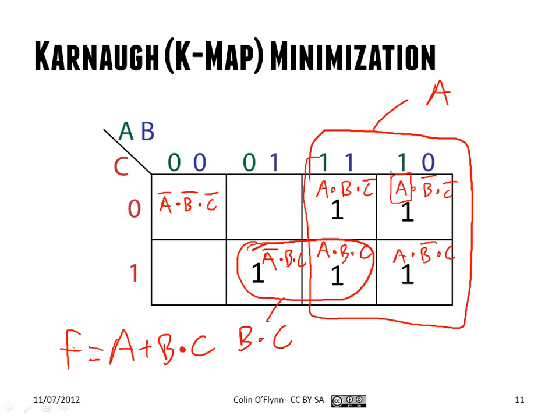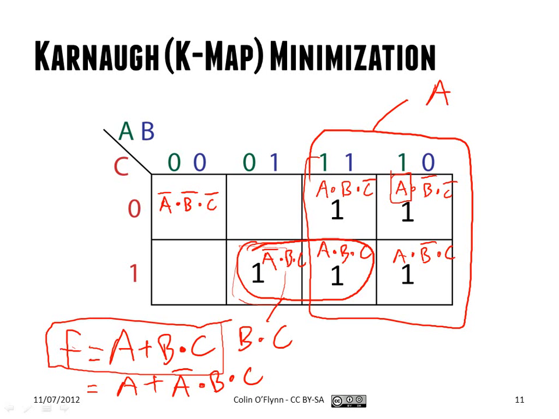When we do this, we have to have groups of minimum 2, or ideally 2 or more: 2, 4, 8, 16, etc. You can have single ones, but it's a little more wasteful, because if I had just circled this, for example, then it would become F equals A plus A complement and B and C, which isn't the simplest form we showed before, because we did this same example and it ended up as A plus B and C.